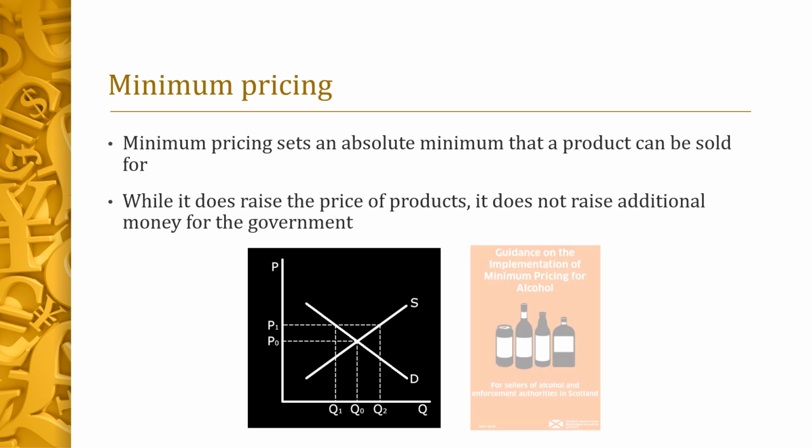The Scottish Government implemented minimum pricing on units of alcohol, raising the price of some of the cheapest alcohol, particularly large bottles of cider. This does make the cider cost more money, but does not raise any money for dealing with the problems caused by alcohol.